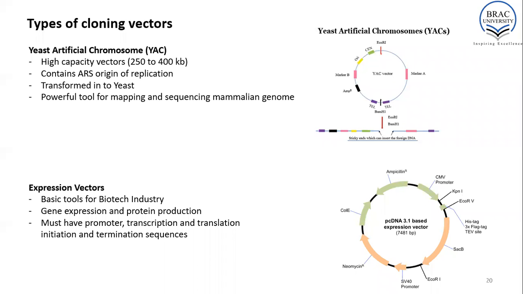So, yeast artificial chromosome. Yeast artificial chromosome vectors came into play in molecular cloning from 1987. It can ligate large fragments of genomic DNA. It is also a high capacity vector. It can contain around 250 to 400 kilobases of DNA.